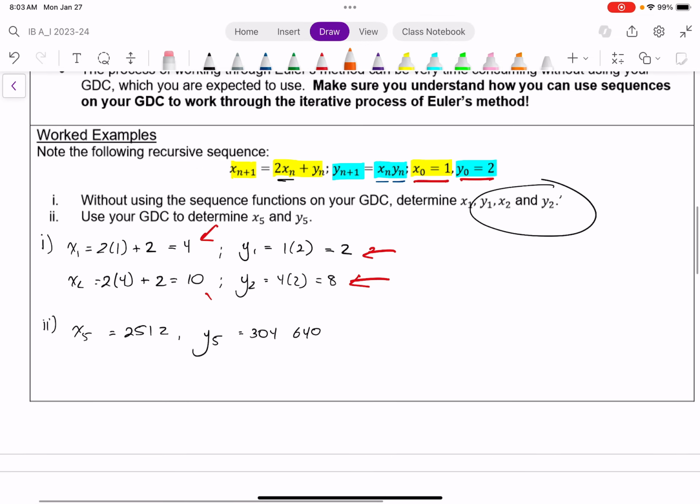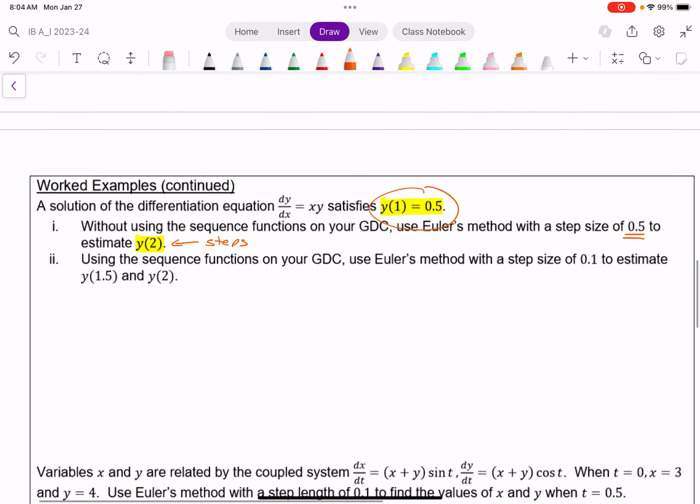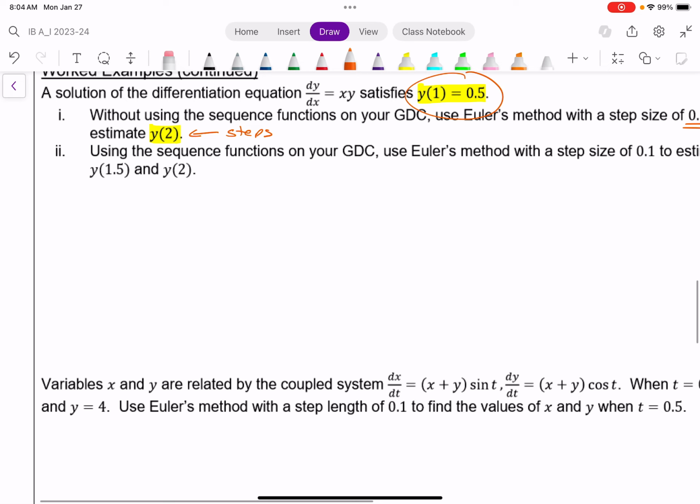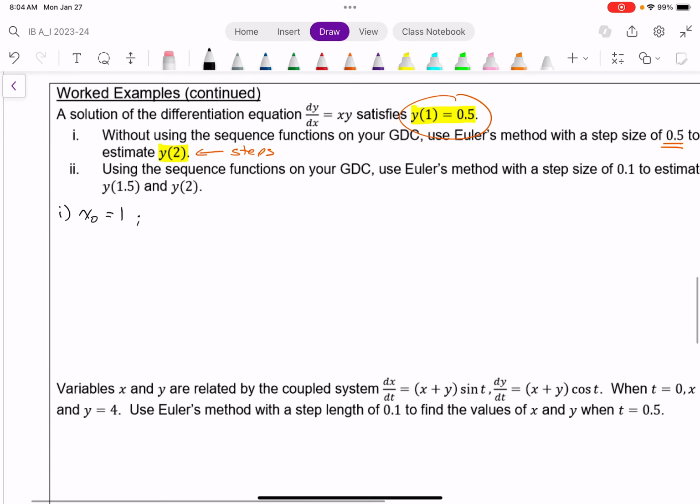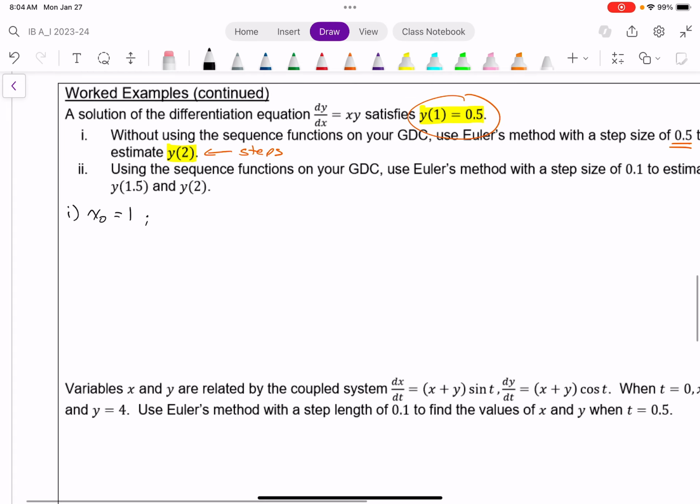Essentially, it should be about the same amount of work as we did up here. That was 2 steps. And so first, we know that x naught equals 1. And how do we find our approximation for the next one? Well, in general, x of n plus 1.